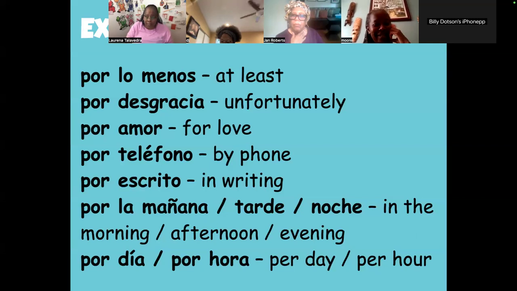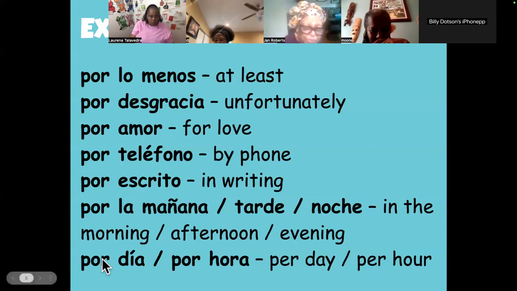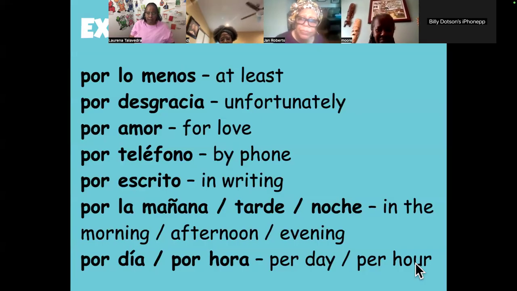So we have por la mañana, in the morning, por la tarde, in the afternoon, and por la noche, in the evening. Let's see. We have por día, in the daytime. Por hora, per day. Hold it. Per day and per hour. So por día, per day. Por hora, per hour. Ellos me pagan, they pay me, por hora, per hour. No, por día, per day.